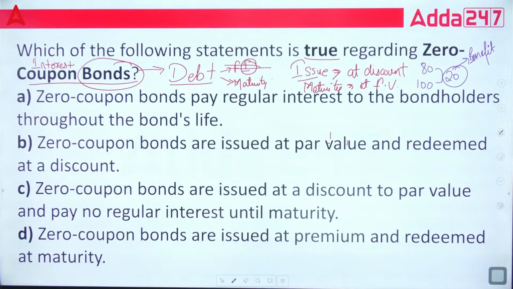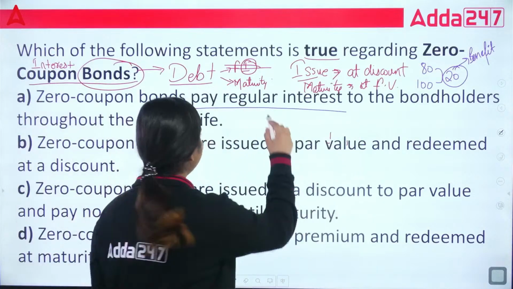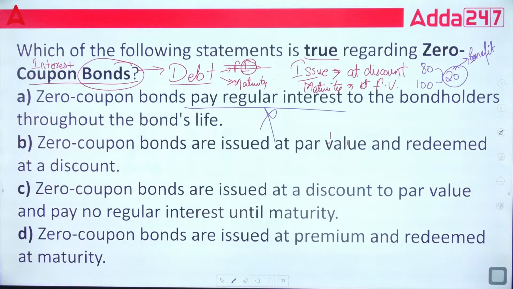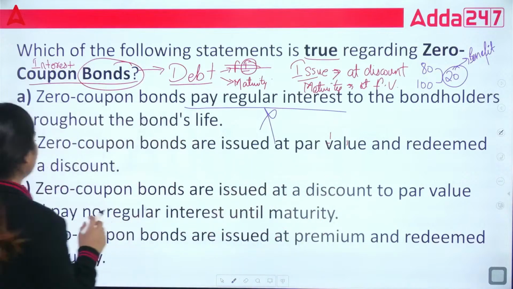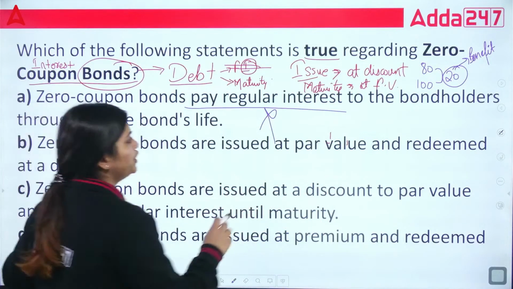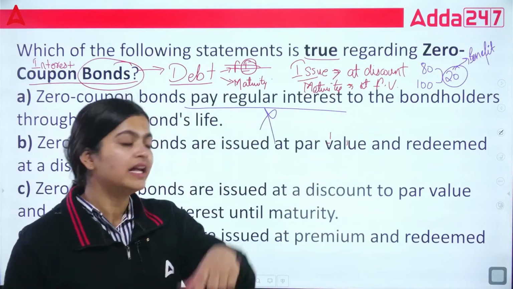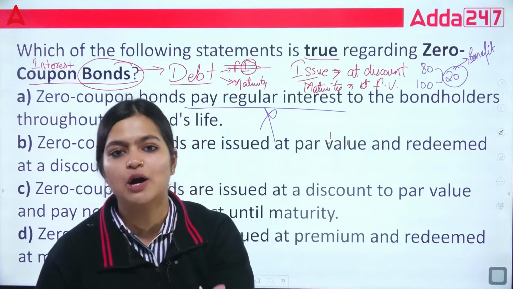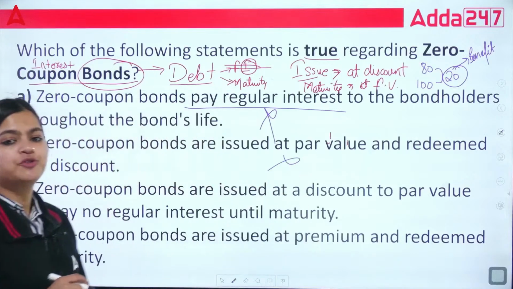So with this, if we see the first option, zero coupon bonds pay regular interest to the bondholders. Is it so? No. So this is your wrong option. Let's see the B option. Zero coupon bonds are issued at a par value and redeemed at a discount. Is it so? As I told you, at the time of issue only we are issuing at a discount and not at a par value. But at the time of maturity, we are getting the face value, not the discount amount. So this is your reverse option. So your option B is also wrong.